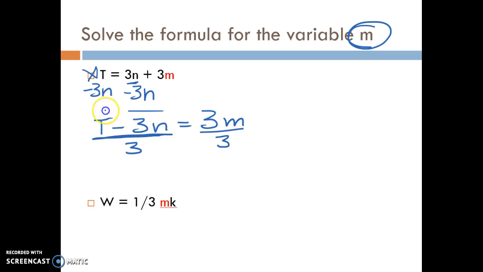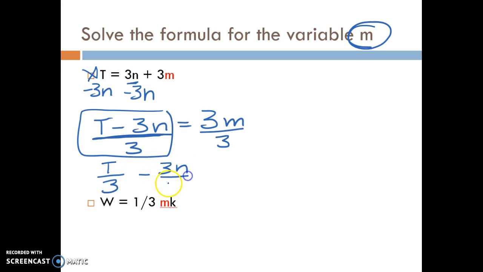You can choose to express it this way with a big fraction mark, or you could go capital T divided by 3 minus 3n divided by 3. Those are equivalent statements, and either one would be correct. Just know that the computer will probably recognize this one, but these are multiple choice, so you should be okay there. The last one, we are again solving for m.